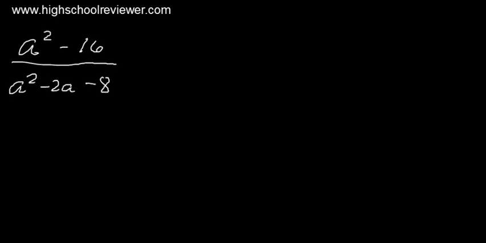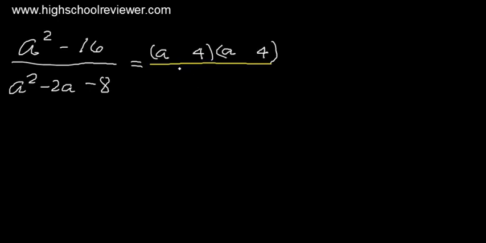Let's have another example. We have here a squared minus 16 all over a squared minus 2a minus 8. So how do we simplify this rational algebraic expression? We are going to start factoring first on the numerator. Looking at the numerator, we can see that this is the difference of two squares. So the factors of a squared, of course, will just be a multiplied by a. And for 16, we have 4 multiplied by 4.